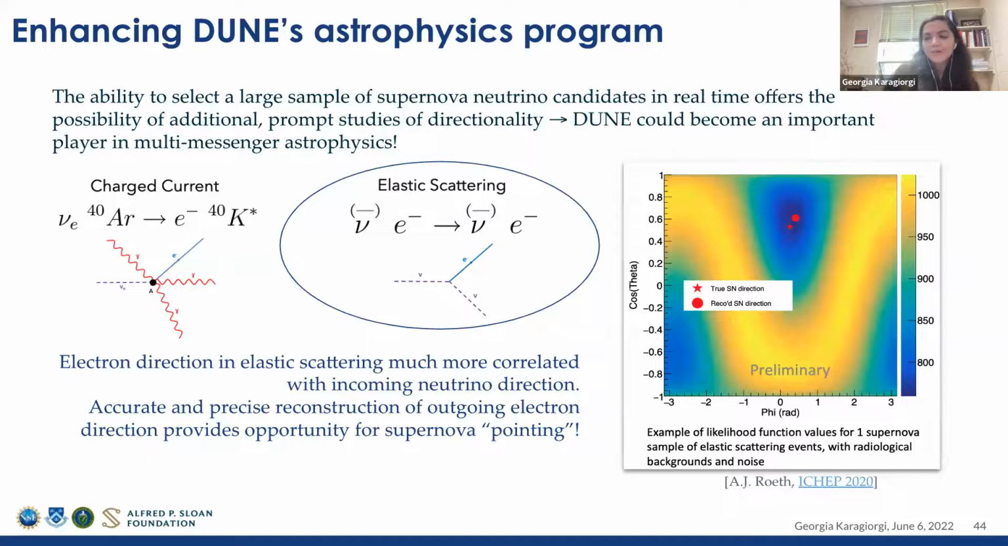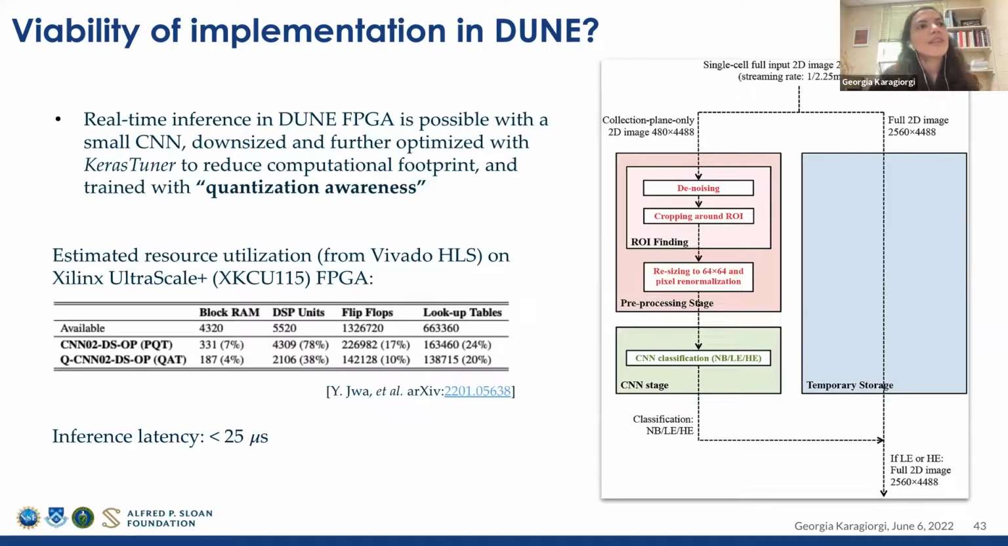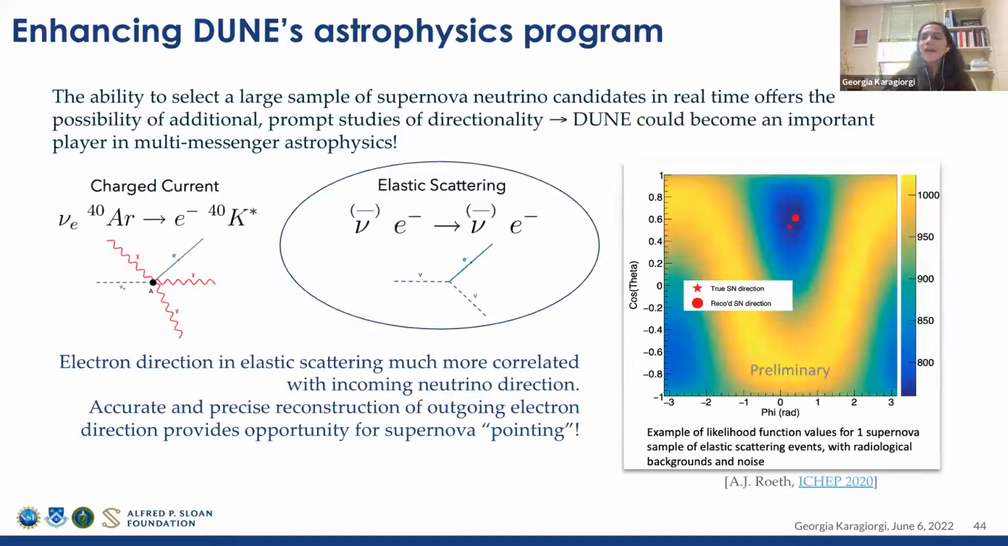So we were able to then show overall that accuracy, computational power efficiency, but also speed of execution can be met with existing resources in DUNE. And this is really an exciting development because employment of such intelligent algorithms right at the data source allows DUNE to develop a much more enhanced astrophysics program.